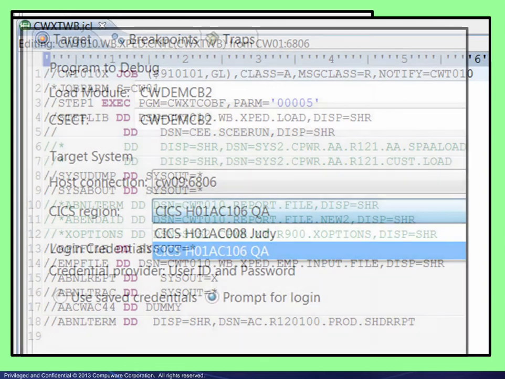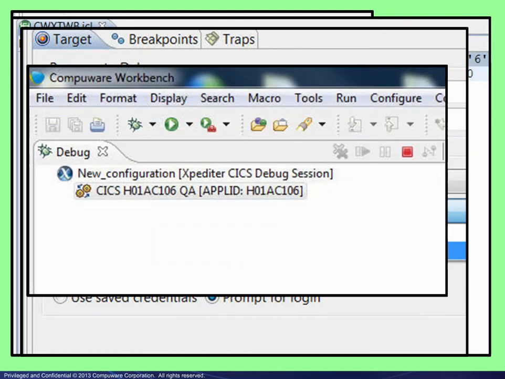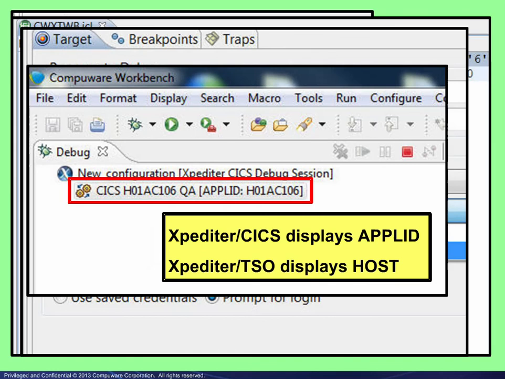Similarly, for Xpediter CICS, one host connection LPAR is specified, but any region running Xpediter may be used. Note that the debug view now includes region and host information for the session, with Applid for Xpediter CICS and host for Xpediter TSO.